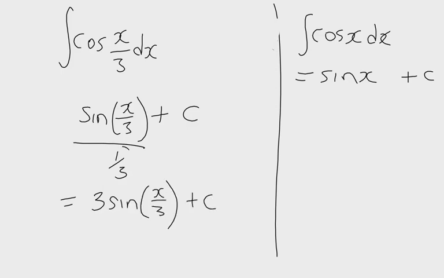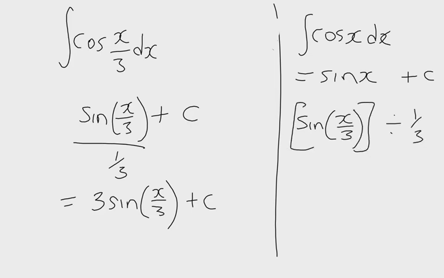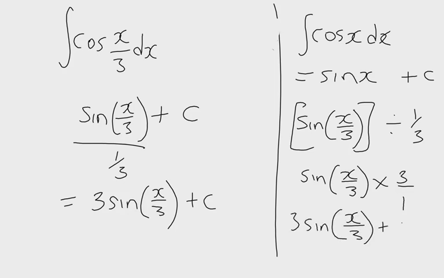Now take note, this 1 over 3 should not multiply x over 3. Okay? It's just dividing all of this. And that is like saying sine x over 3 divided by 1 over 3. So we can write it as sine x over 3 times 3 over 1. And that will be 3 sine x over 3 plus 3. This is all we have here. Okay?